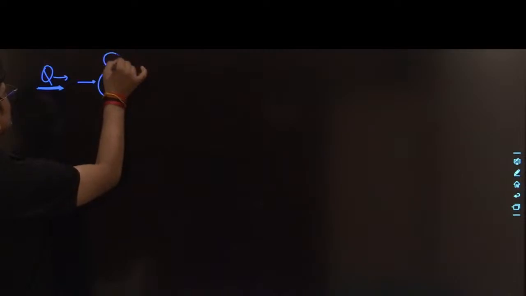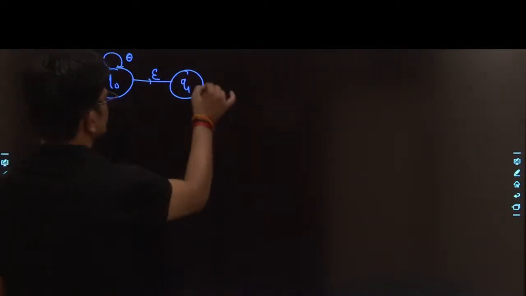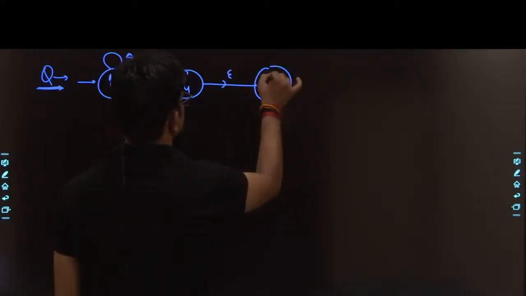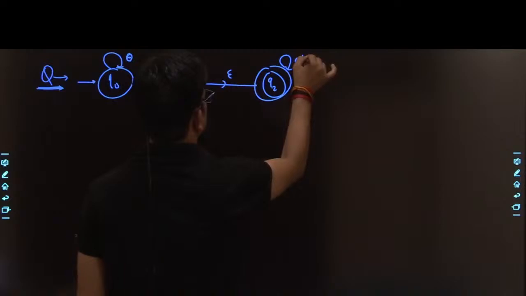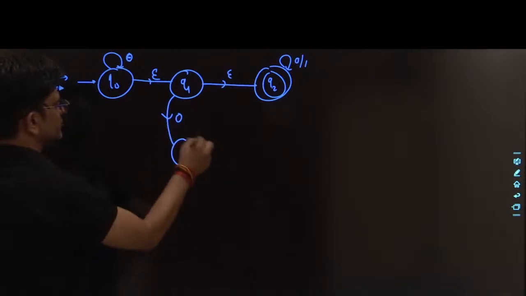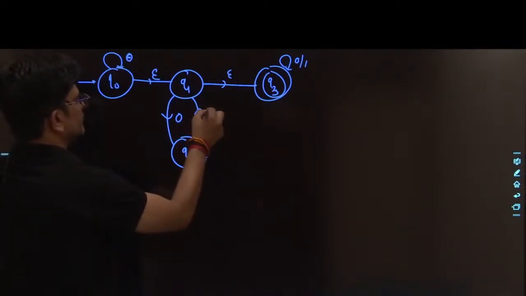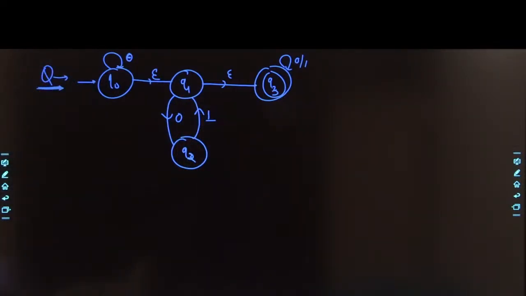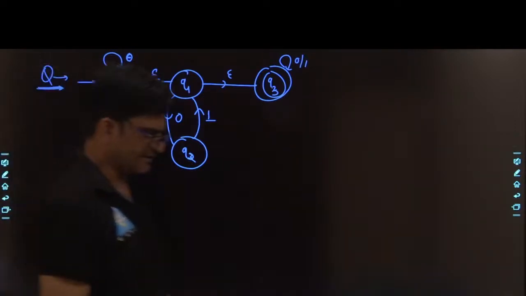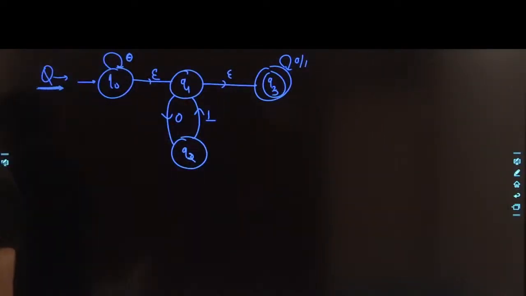Q0 on 0, Q1, on 0, 1, on 0. This is Q2 and this one is Q3, on 1. So find out the equivalent NFA without epsilon move. Please try to solve this. After a couple of minutes, I will solve this question for you.